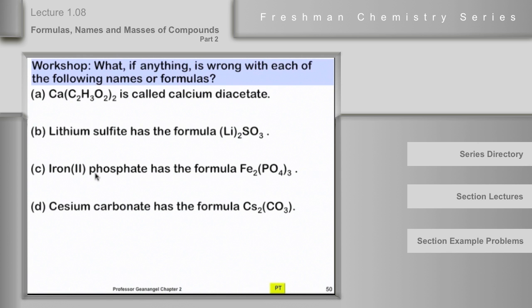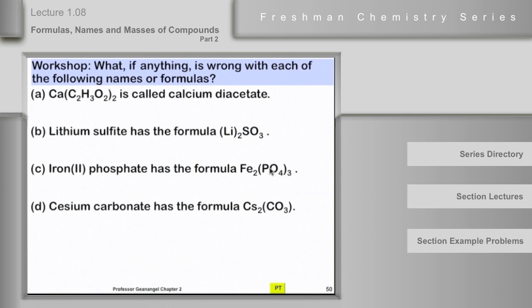Okay. Iron 2 phosphate has the formula Fe2(PO4)3. Is there anything wrong with that one? Okay. Iron 2. Is this iron 2? It's not, is it? Why not? Because phosphate has a charge of what? Negative 3. PO4, 3 minus.